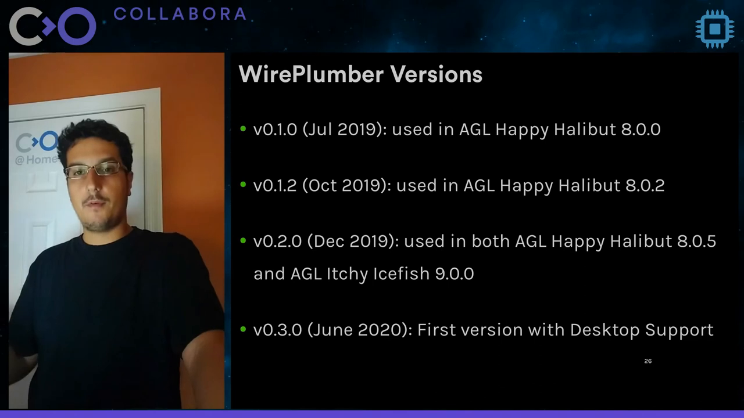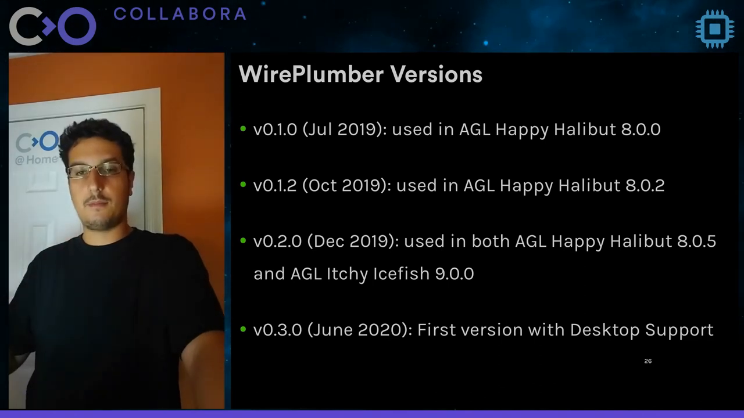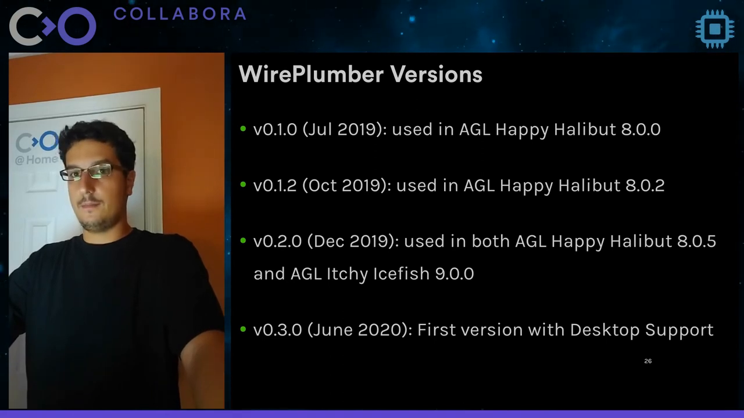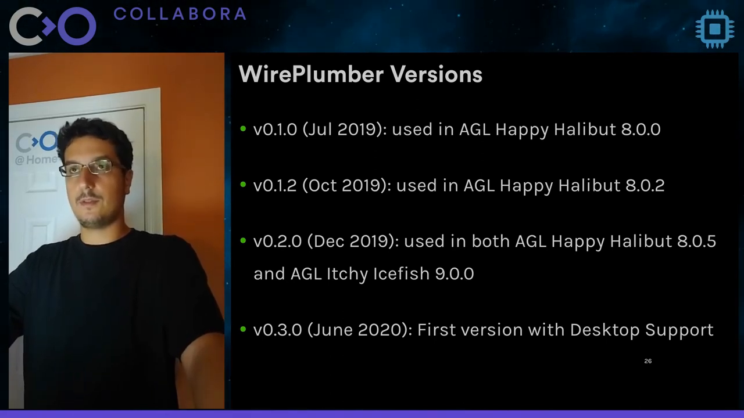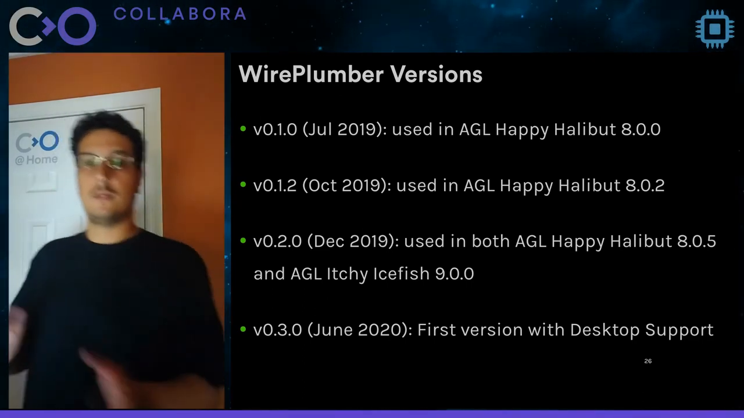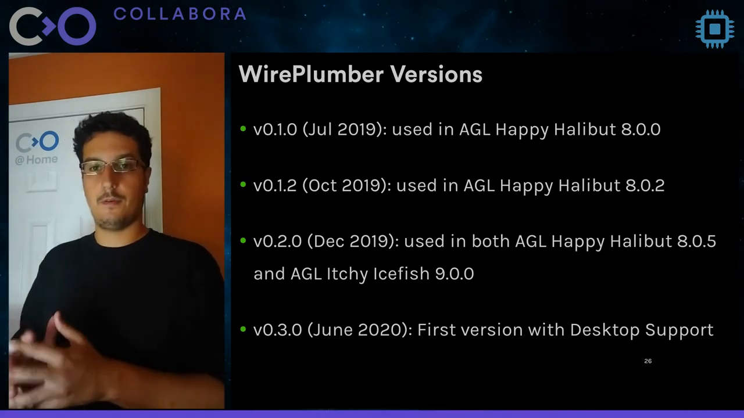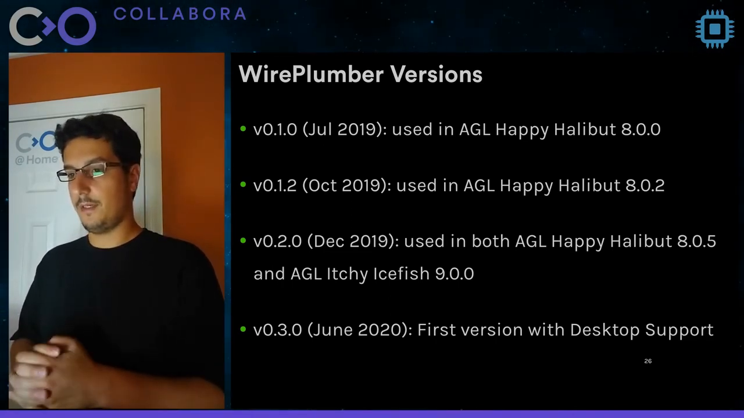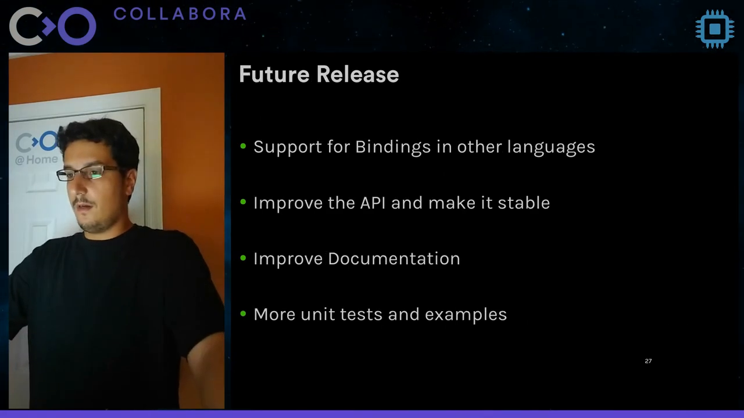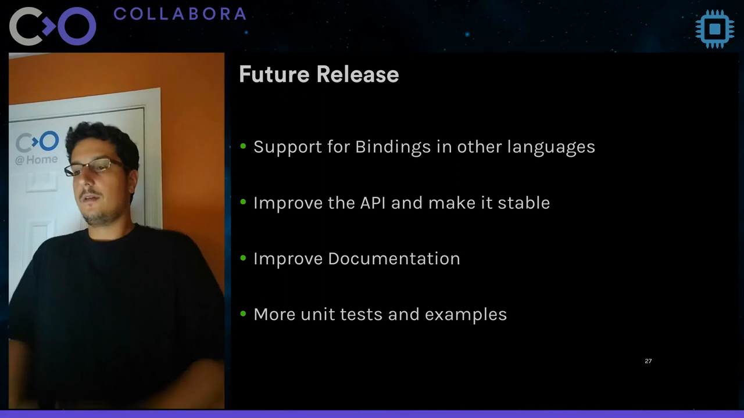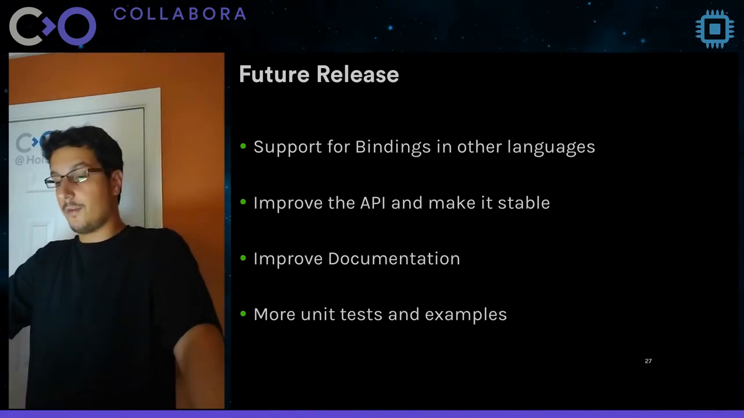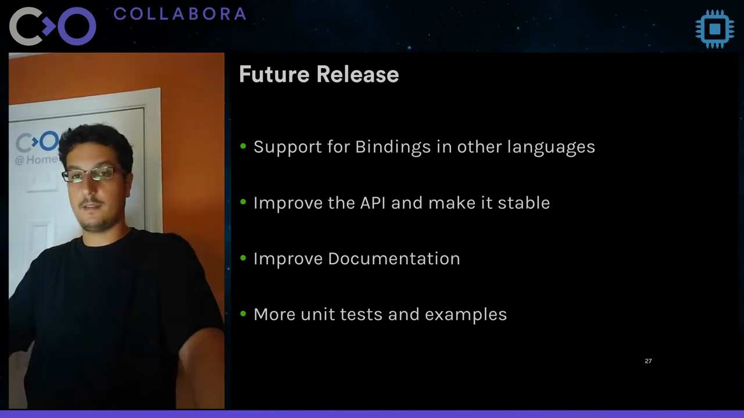With API improvements and scripting bindings, we also want to stabilize the API, because at the moment it's always changing, as we are trying to figure out the best cases. So again, future releases will support bindings and improve the API. It will also improve the documentation, and add more unit tests and examples so that people can contribute to it.